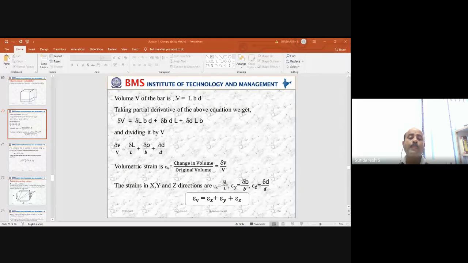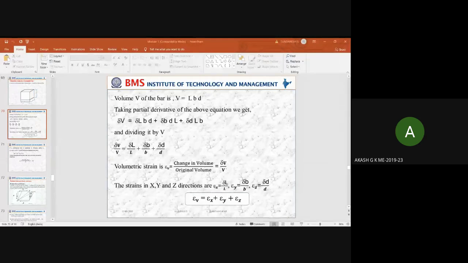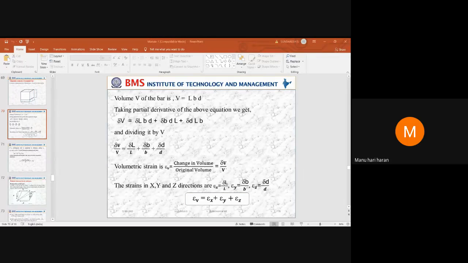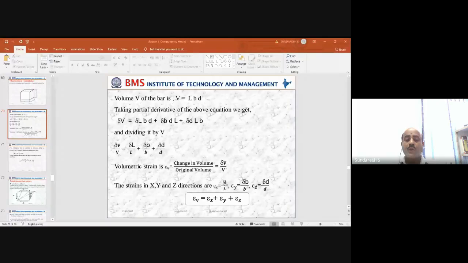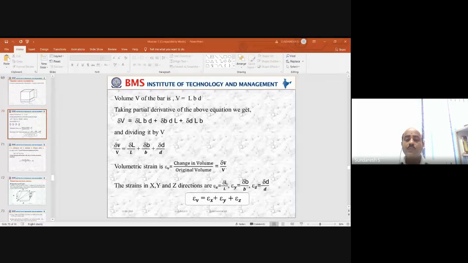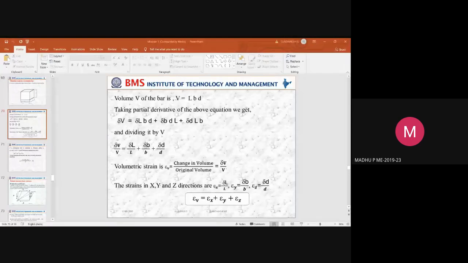Akash? No, sir. Any clarification? How to get a volumetric strain in a rectangular bar? Understood? Yes, sir. Manu Hariharan? Yes, sir. Understood, sir. Manu, you had to log in with your official mail ID. You are logged in with some other mail ID. I'm just getting that information. Sure, sir. You have to log in with your official mail ID only. Okay, sir. Madhu, understood? Yes, sir.